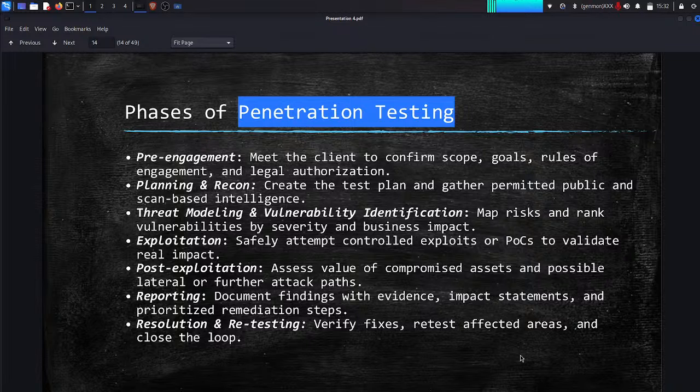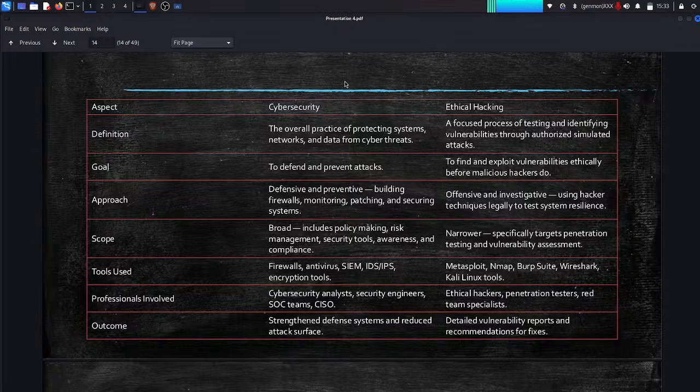Next we have the main difference between cybersecurity and ethical hacking, and you will be shocked to know that these two things are different. Some people still consider cybersecurity and ethical hacking the same, but cybersecurity is a whole branch and ethical hacking is a part of it. Cybersecurity is the overall practice of protecting systems, networks and data from cyber threats. Ethical hacking is more focused on testing and identifying vulnerabilities through authorized simulated attacks. Cybersecurity is much about blue teaming and protection, and ethical hacking is much more red teaming and exploiting.